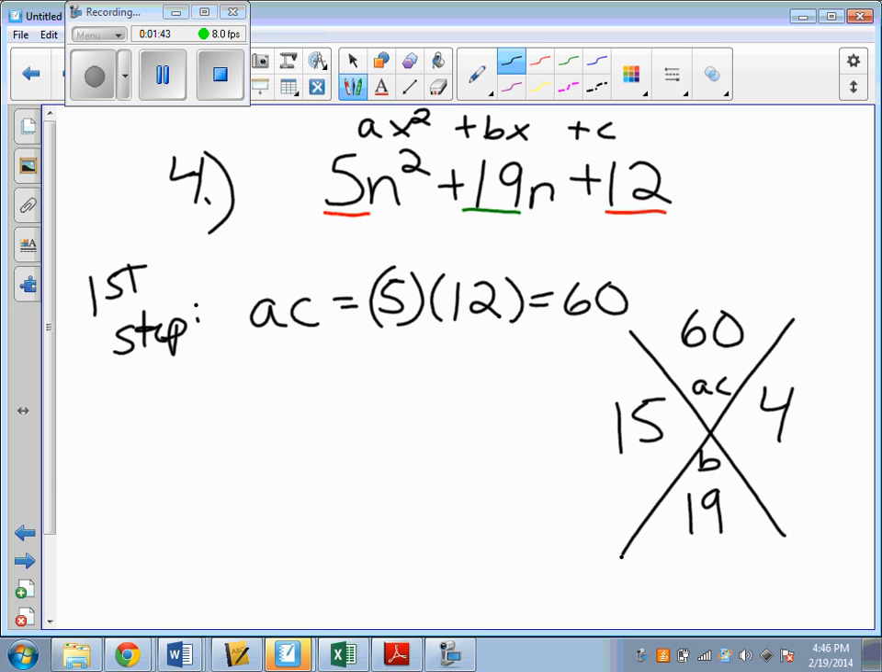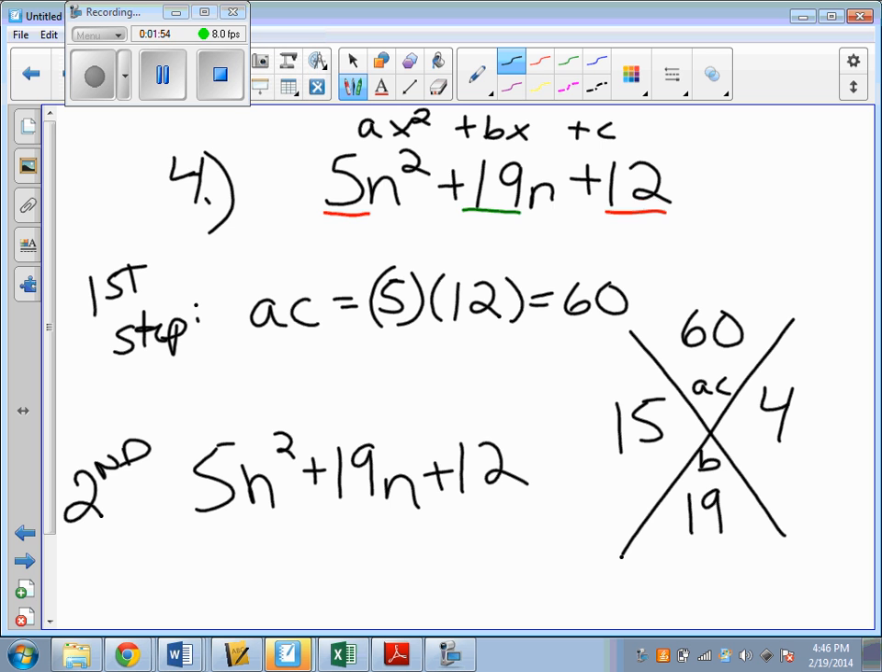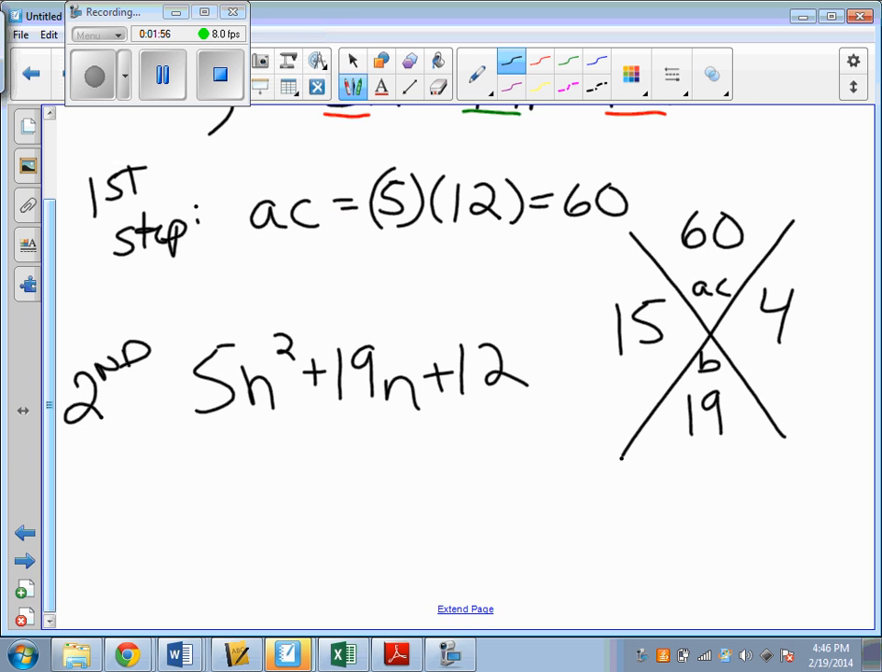So my second step is I'm going to rewrite my equation, the 5n squared plus 19n plus 12. I'm going to split up my middle term, that 19n. I'm going to rewrite it using the factors that I found, 15 and 4. So I'm going to rewrite this as 15n plus 4n. The 15n plus 4n is another way of writing 19n.